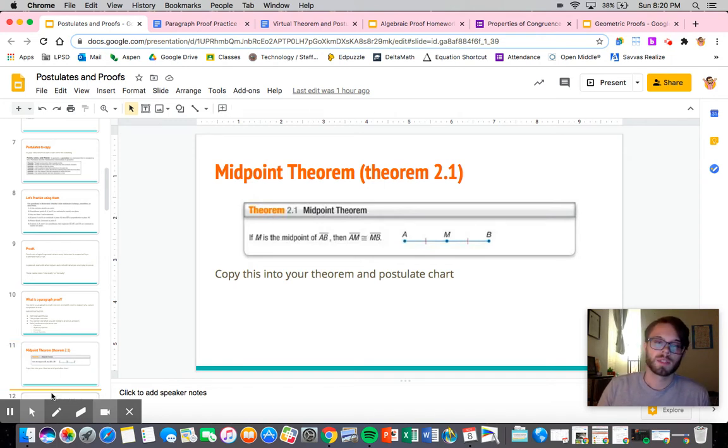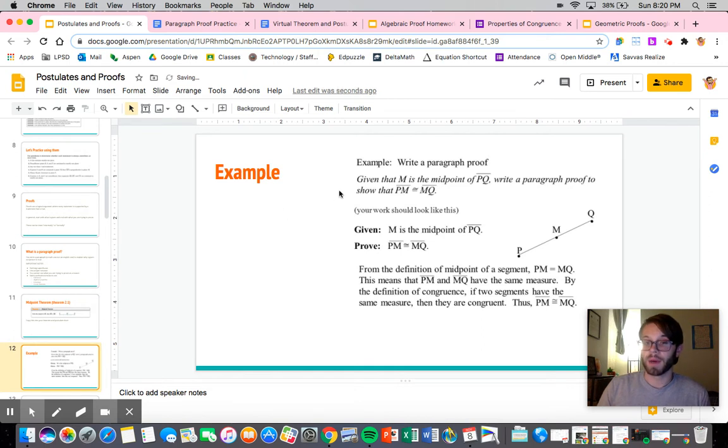All right. So how do we prove that? Well, we can use a paragraph proof in this particular instance. So again, this is essentially the same thing, except we've just replaced A and B with P and Q. So given that M is the midpoint of segment PQ. So right there, given that this is happening, this is our given information. This is what we know, okay? So that is the given. So that is where we are going to start.